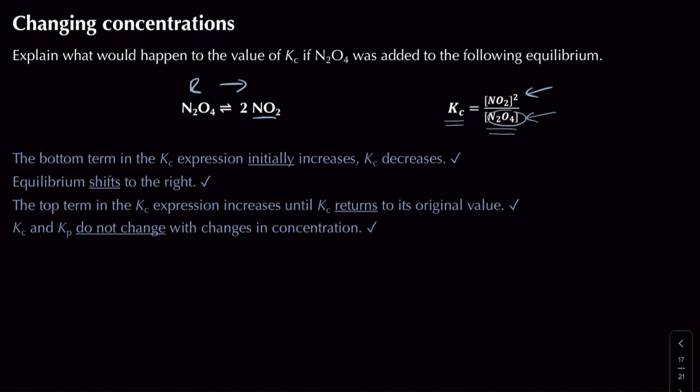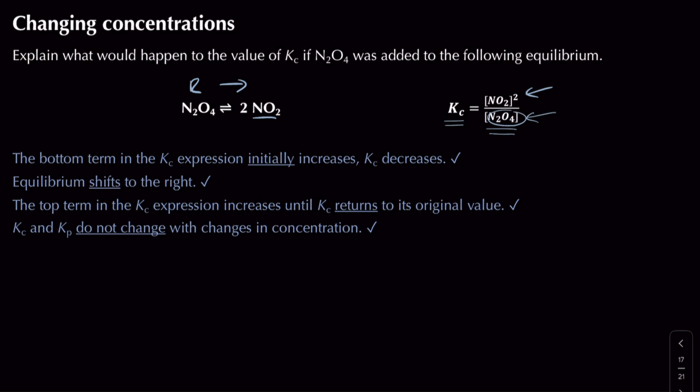Now here's what we need to be able to say in terms of the exam. The bottom term in the Kc expression initially increases and Kc decreases. The equilibrium shifts to the right hand side. The top term in the Kc expression increases until Kc returns back to its original value, and we give the final statement, which is Kc and Kp, they do not change with changes in concentration.